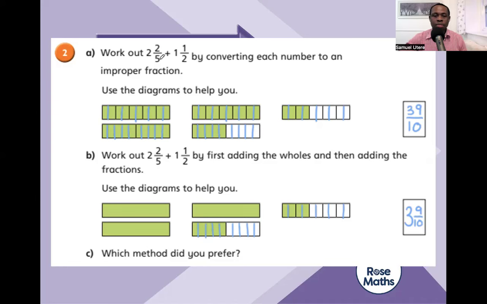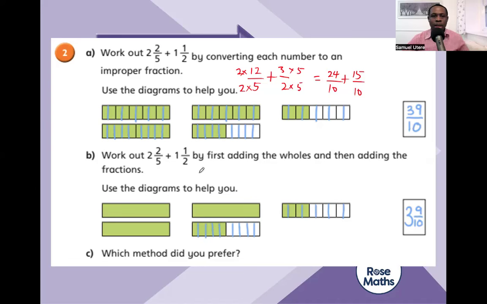So this one will be 5 times 2, which is 10, add 2, which is 12. So that's 12 over 5, add, this will be 2 times 1, which is 2, add 1 is 3 over 2. Now, to have a common denominator, you have to multiply that by 2, and you have to multiply that by 5. So now you have 24 over 10, add 15 over 10. And you can see why your answer will be 39 over 10.